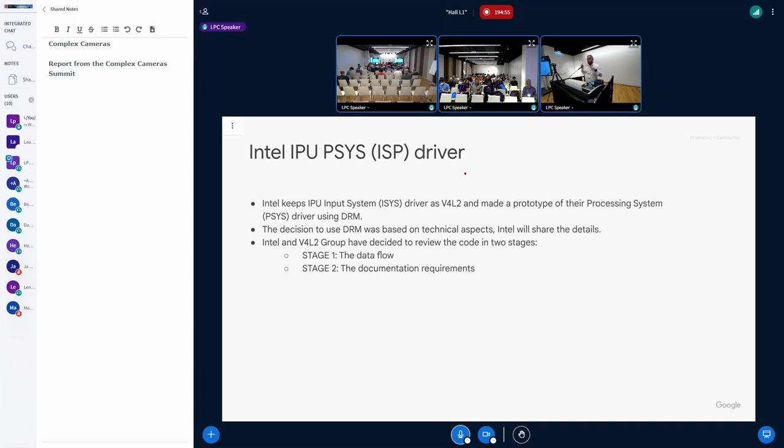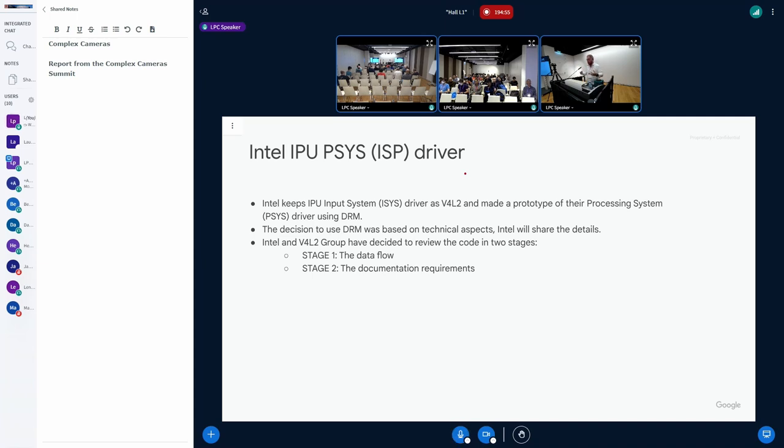The decision to use DRM was technical. They looked into Video for Linux and they looked into DRM, and DRM matched much better what their hardware was doing. That's what Intel is saying. It's not what I'm saying. Intel will share the details of why they have chosen this.